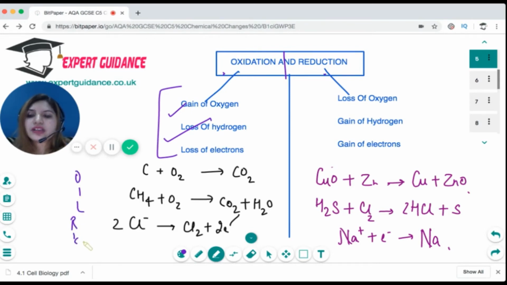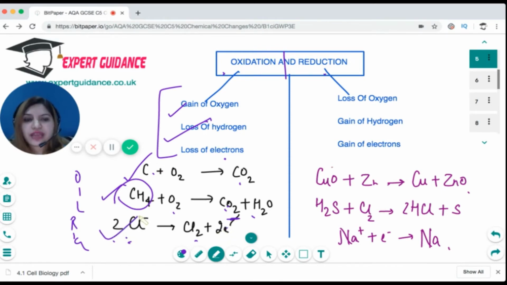That is, oxidation is loss of electron. For example, carbon and oxygen give carbon dioxide, carbon gaining oxygen, that's an oxidation reaction. Methane plus oxygen give carbon dioxide and water. CH4 is losing hydrogen, so that's an oxidation reaction. And Cl minus converting into Cl2 plus 2 electrons. As it is losing 2 electrons, it is an oxidation reaction.